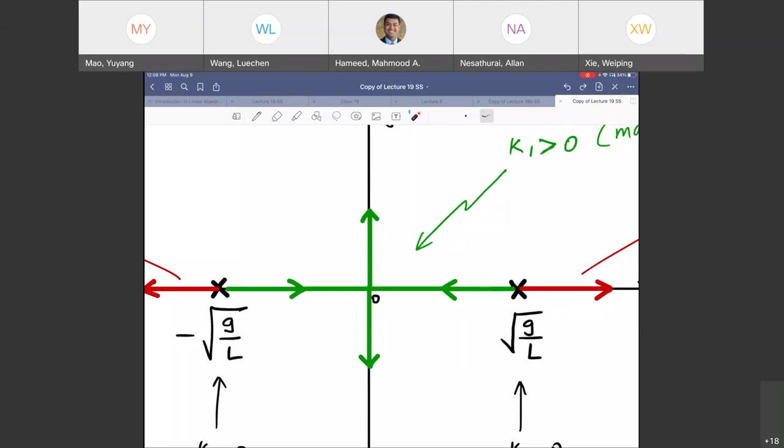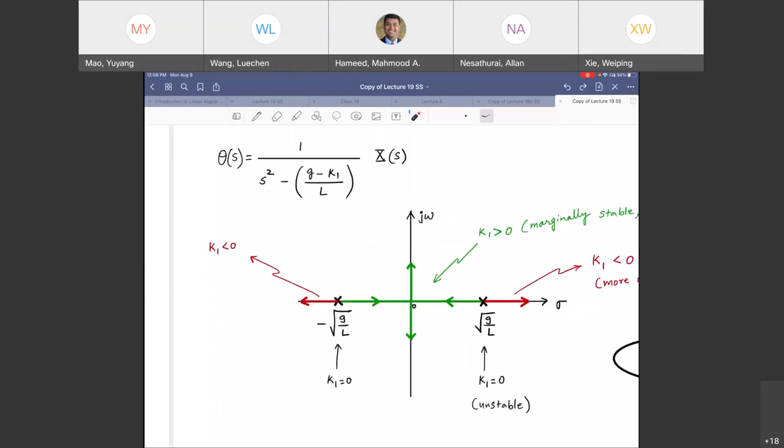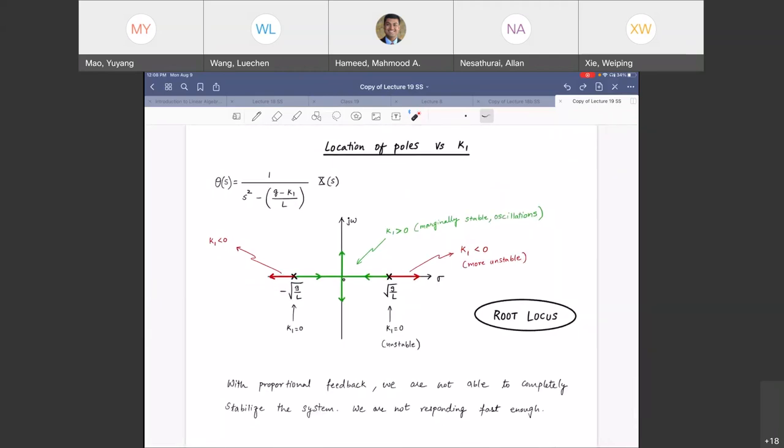Didn't change, right? Because you are on the semicircle. You're only going up here. You're not controlling the line. All right, excellent. So that was one way, proportional feedback.